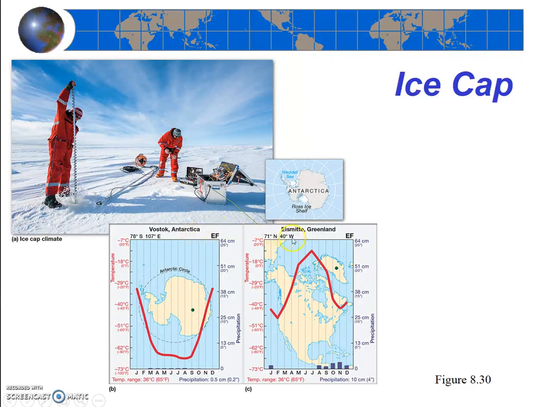You can see two climographs shown here. Again, note that both of them, all the monthly temperatures are below freezing. Freezing would be up here somewhere. It's off the chart, actually, on both graphs.